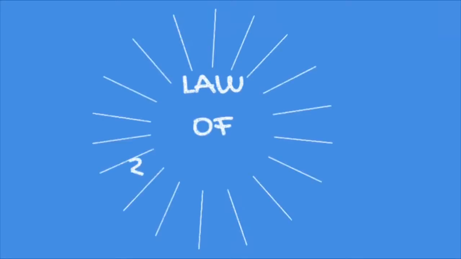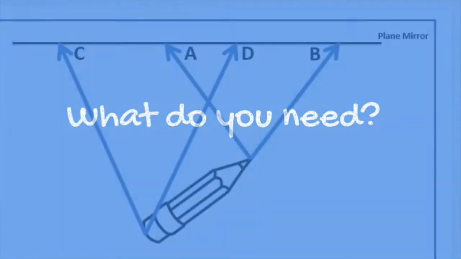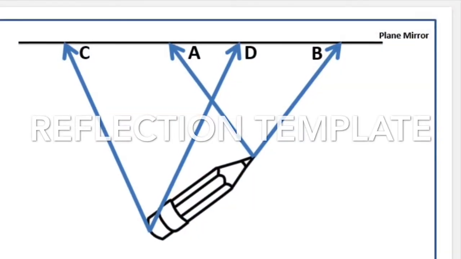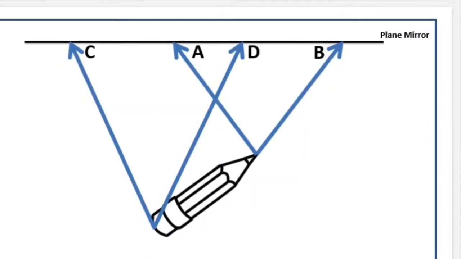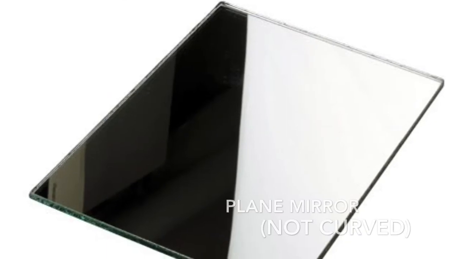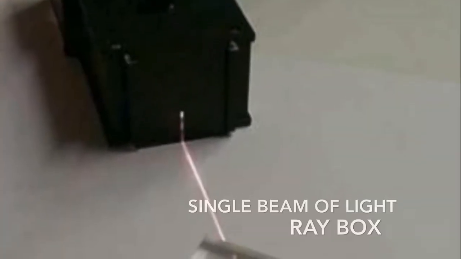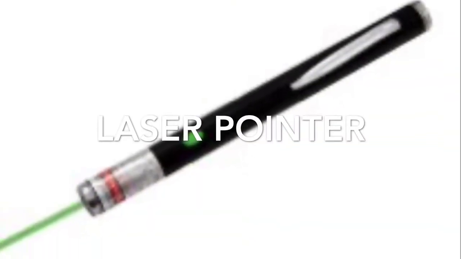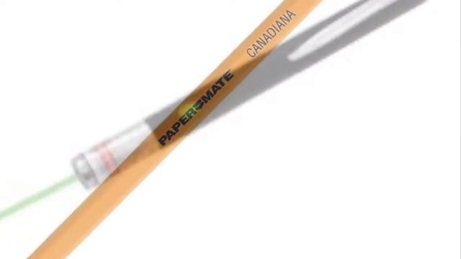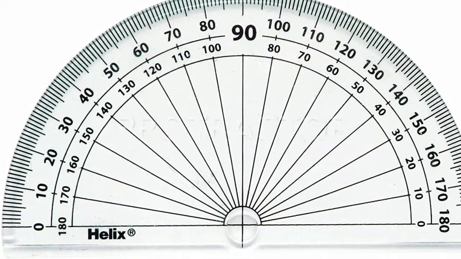This activity will help illustrate how the law of reflection works in practice. For this activity, you'll need your reflection template, which is linked in your assignment slides, a plain mirror, which is just a mirror that's flat, something capable of shining a single beam of light onto the mirror. I'm using a ray box, but you can use a laser pointer if you have that too. You'll also need a pencil and a protractor.